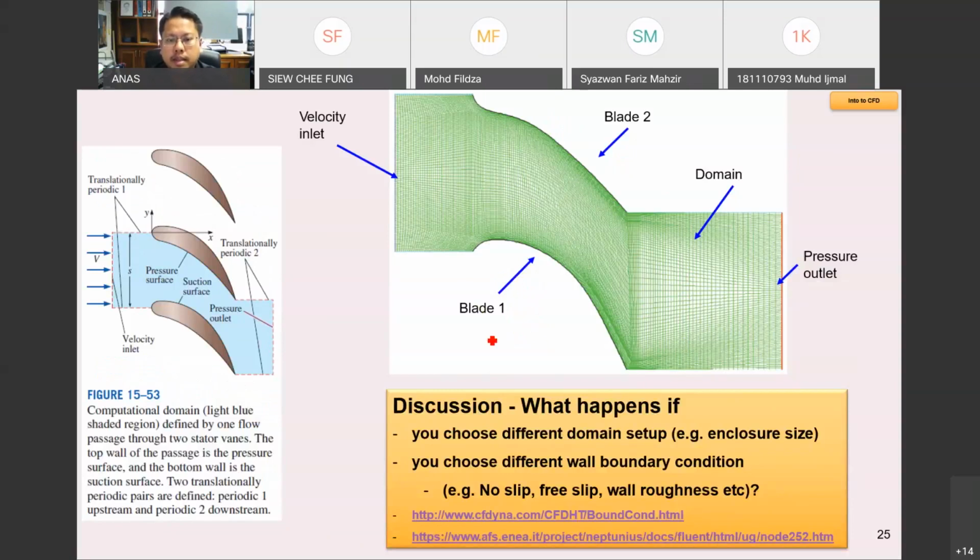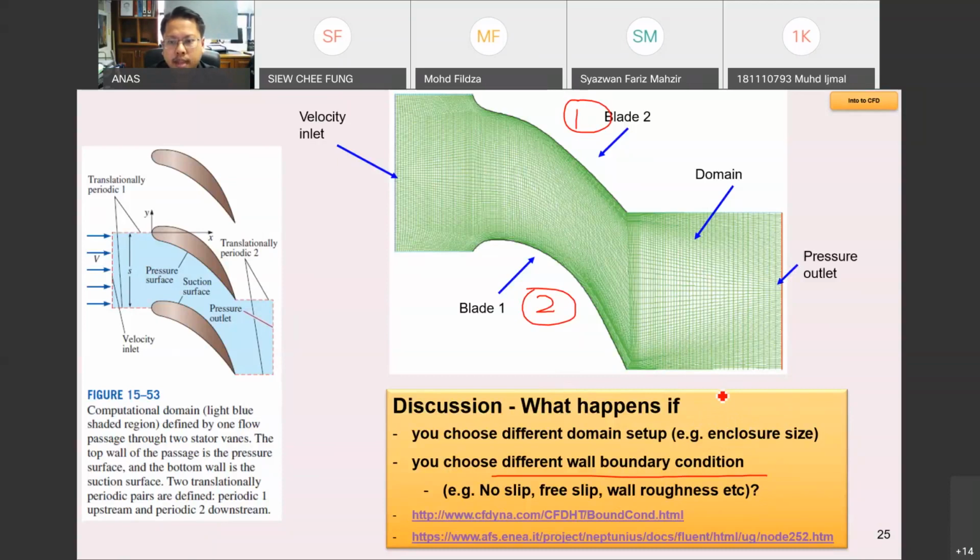But the question I have over here is, we know that we are just looking at this domain between these two blades. But what happens if you decided to choose a different domain setup? For example, you decided to use the whole number of blades. And what happens if you choose a different wall boundary condition, which we discussed before? We have no slip, free slip, roughness, and so on. So all these choices are available in the software.